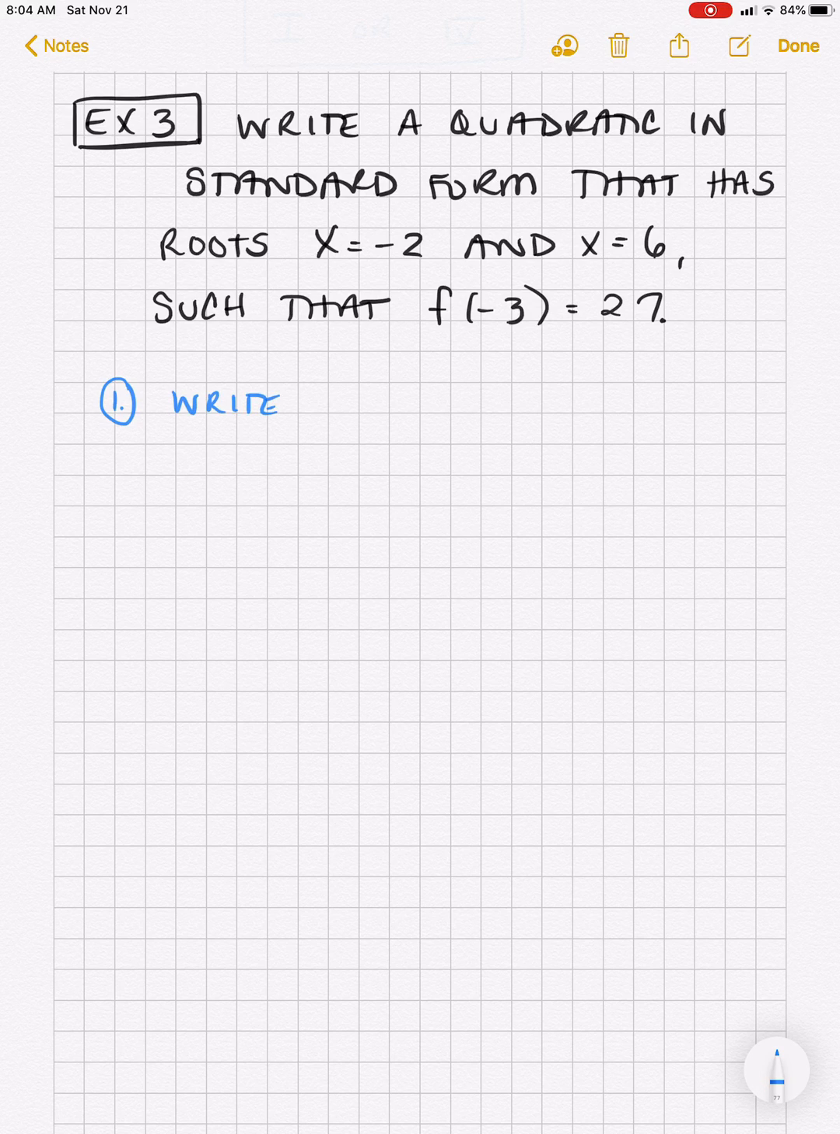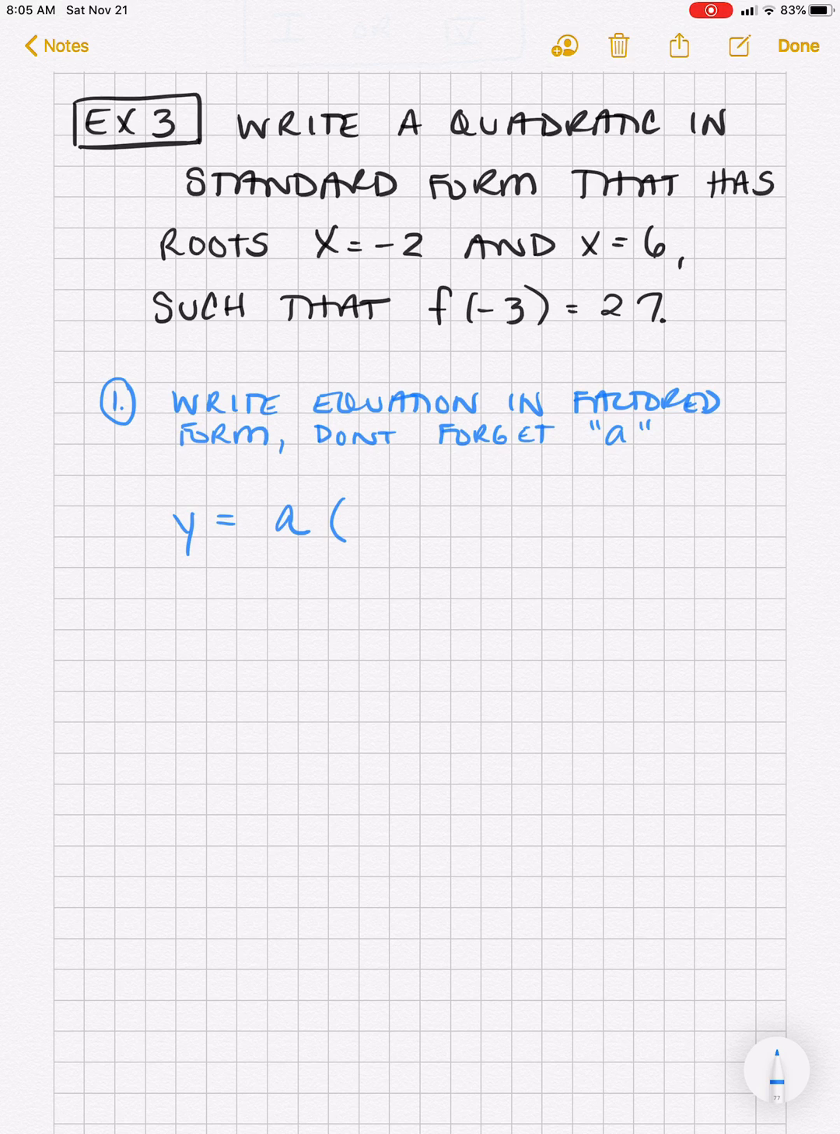Write equation in factored form. I'm going to add a little extra note based on what I was seeing in class the other day, okay? Don't forget to include a. All right, so y equals, we don't know what the a value is, so rather than leaving it blank or putting a question mark, just write the variable a.